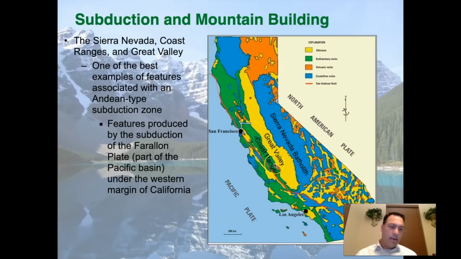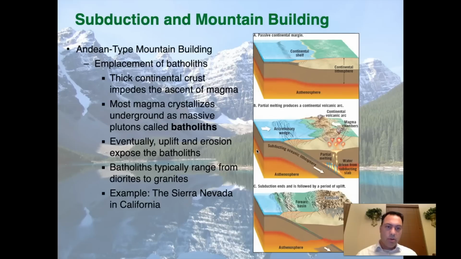The Great Valley is the Forearc Basin. And then the Coast Ranges over here is, in a lot of ways, the accretionary prism. So when we look at this over here, it's the accretionary wedge, Forearc Basin, and here's the continental volcanic arc. And then, of course, behind there would be, theoretically, the potential for a back arc basin.